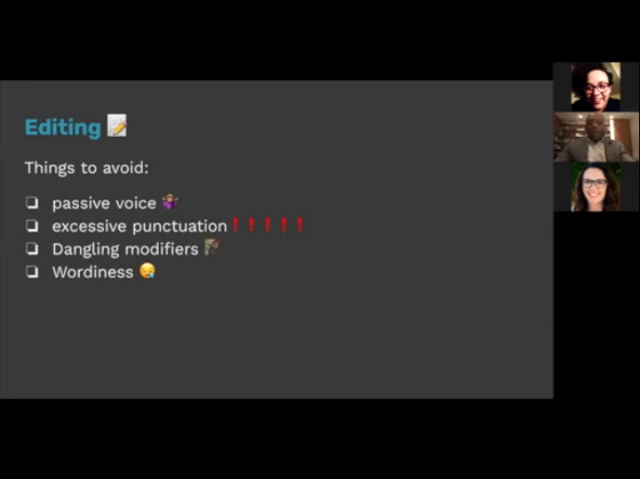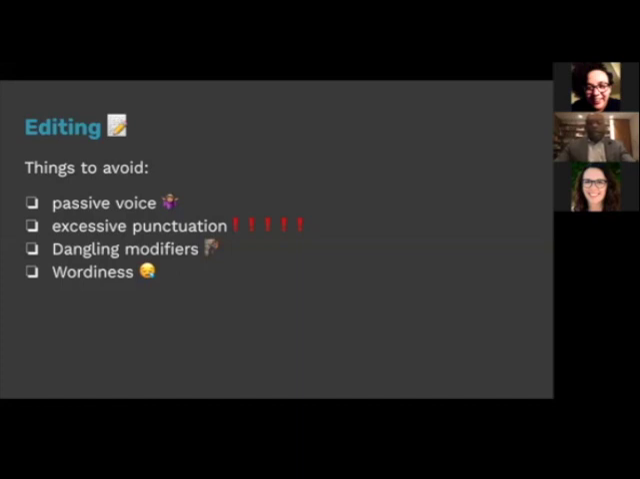A couple of things to keep in mind about editing. You want to avoid passive voice. Hopefully you're familiar with what that means. Another thing you want to pay attention to is excessive punctuation. I think it can be incredibly distracting for the readers. Dangling modifiers, again, hopefully something else you've learned in your English classes. If you Google examples of these, I'm sure you'll be able to figure out what they are, if you're not yet.